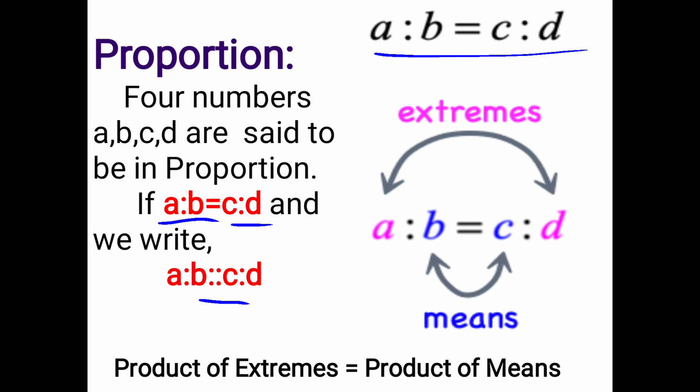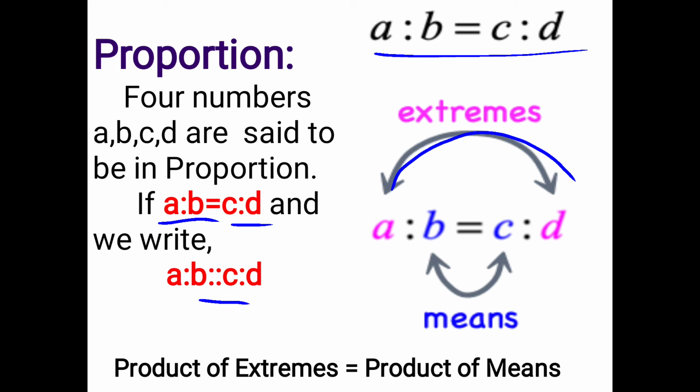So what is the name? The first term and the last term, that is A and D, we call the extremes. And B and C we call the means. So B and C are the means, and A and D, the first term and the last term, are the extremes.